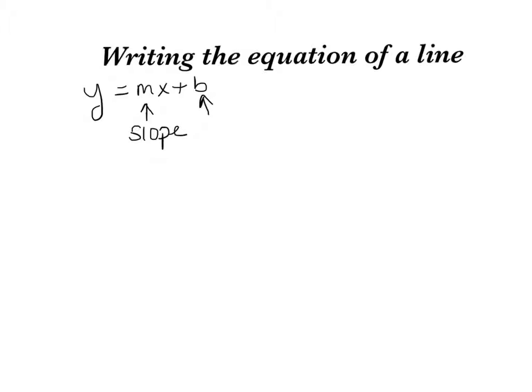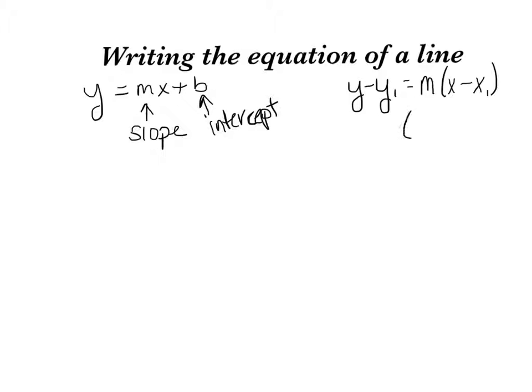And we have the point-slope form, which is a little bit less familiar, where that's y minus y1 equals m times the quantity of x minus x1, where (x1, y1) is our coordinate that we're going to substitute in, and m again is our slope. So this is called our point-slope form.